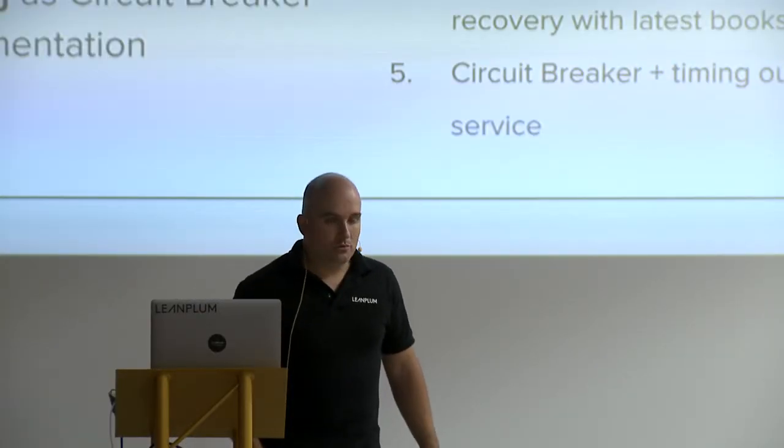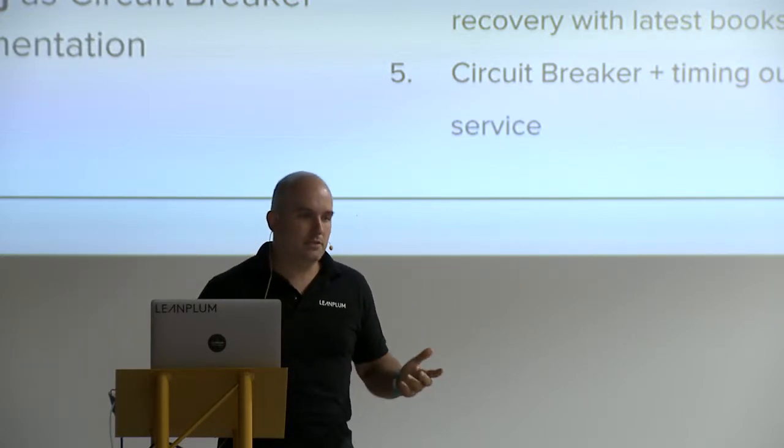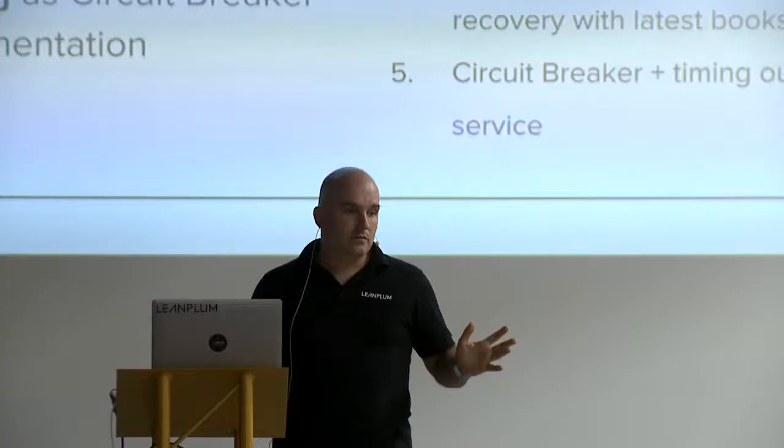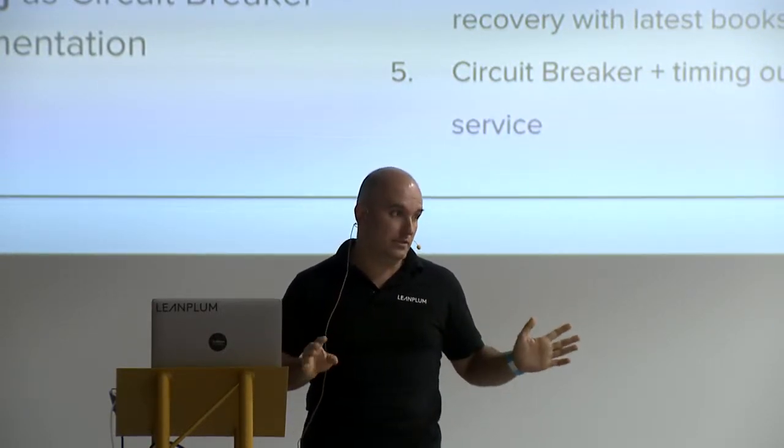So the demo that I'm going to present today is, let's imagine that we are building a book recommendation application. It has a front-end component that should show some recommended books for me, being the current user, and the backend service, which has a recommendation engine in place, and also it provides the list of the latest books. You will see why we have this second service. And because Resilience4j is a more expressive library, I based my demonstration on it. It can be implemented 100% with Hystrix as well.